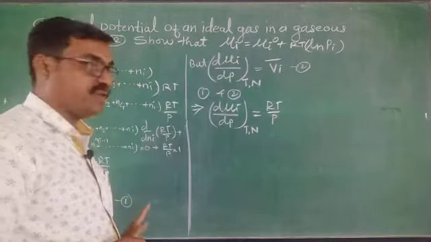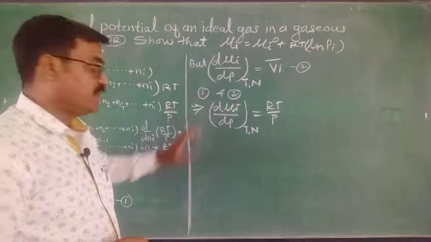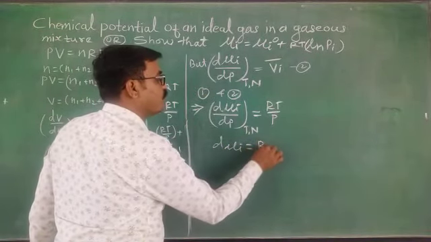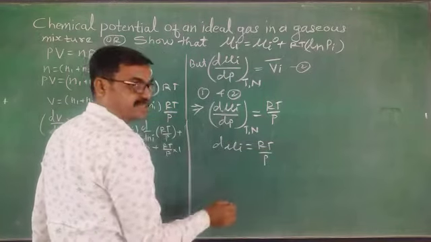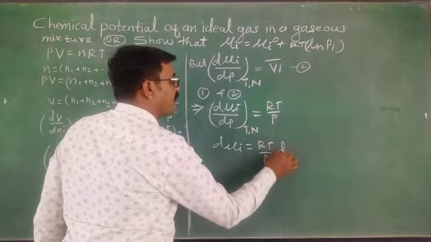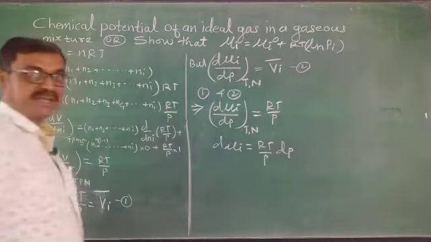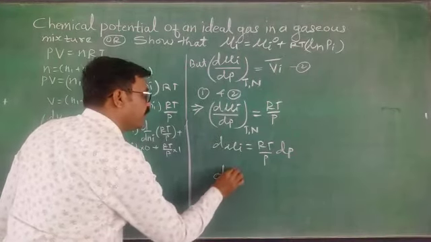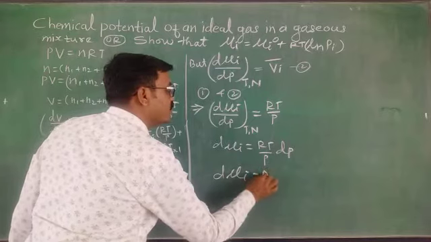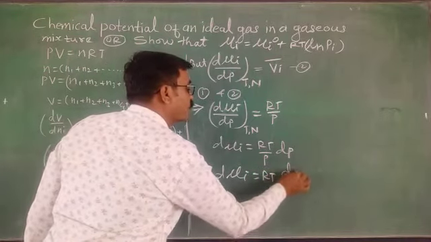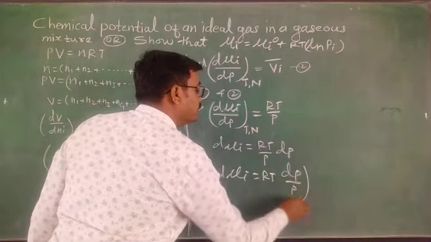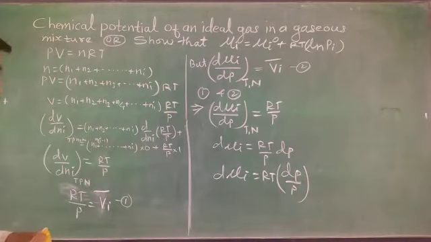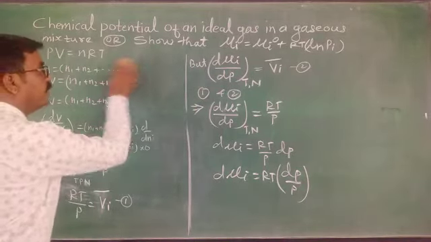Now from these two equations you may write this. Now further solve it. dμi is equal to RT upon P, which remains as it is. By cross multiplication, dP comes to this side. Okay, you may write this equation: dμi is equal to RT into dP upon P.